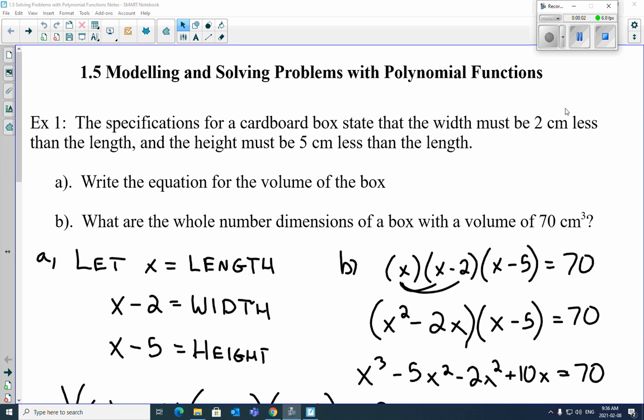So now we're going to do everybody's favorite, 1.5, modeling and solving problems with polynomial functions. And I'm joking when I say favorite. A lot of people really don't like word problems. But if we can translate this word problem into the math part of it, then it actually is relatively easy.